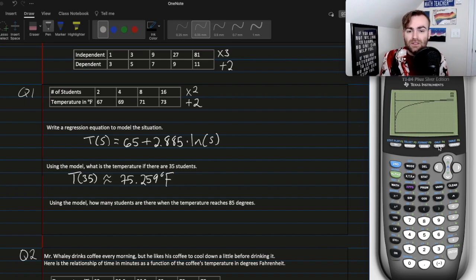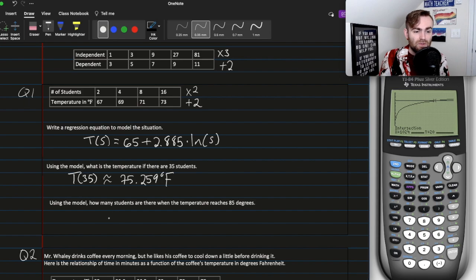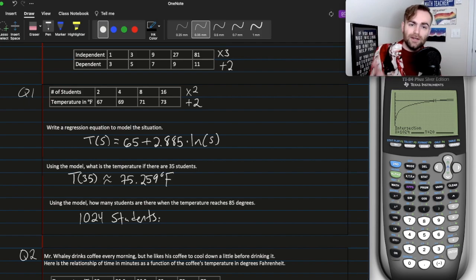So what that means now is that we can use the calculate tool and intersection to find it. So first curve, second curve, guess, and the intersection happens at the x-coordinate of 1024. So how many students would there be? Well, x is represented by s in this case, so how many students would there be? There would be 1024 students. And there we have it. So not too bad, kind of what we've been doing, just with logarithms instead of linear functions.